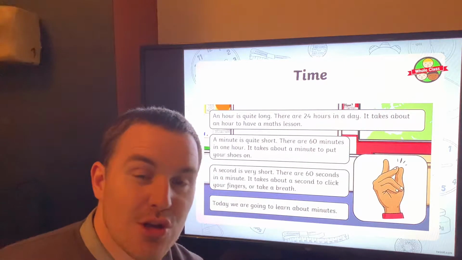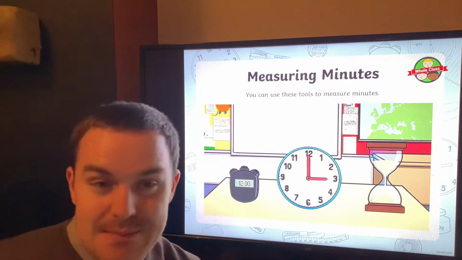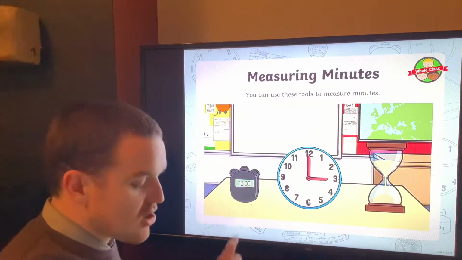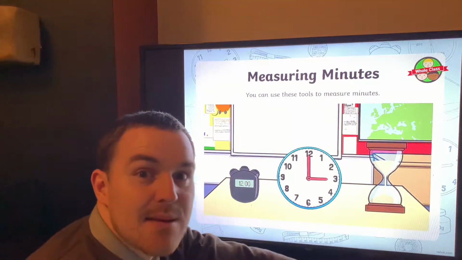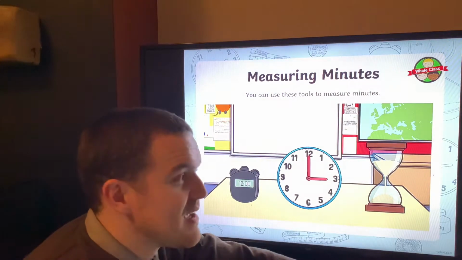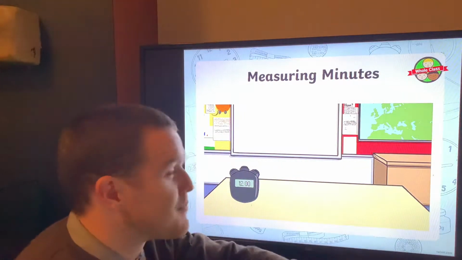Okay, so today we're going to learn about minutes. So a minute is 60 seconds. So minutes can be measured in lots of different ways. So people can be measuring a minute using a stopwatch, a clock, or a sand timer. We have a sand timer in class. It's the yellow one, and it's 3 minutes. Sometimes we use it for tidy up time, don't we? It's not that long, is it? It's not a huge amount of time, but it's not as quick as the blink of an eye.